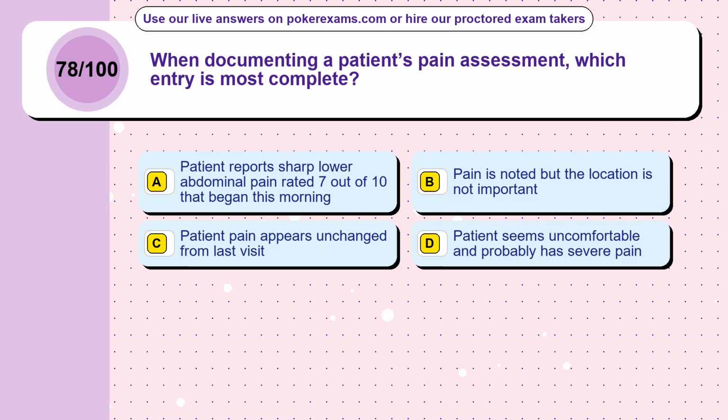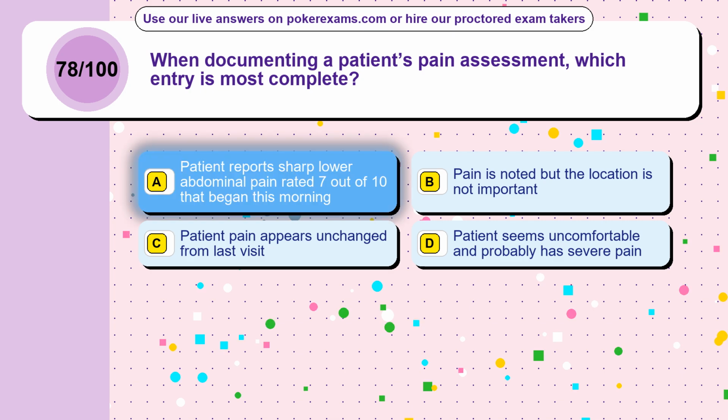Question 78. When documenting a patient's pain assessment, which entry is most complete? Option A. Patient reports sharp lower abdominal pain rated 7 out of 10 that began this morning. Option B. Pain is noted but the location is not important. Option C. Patient pain appears unchanged from last visit. Option D. Patient seems uncomfortable and probably has severe pain.